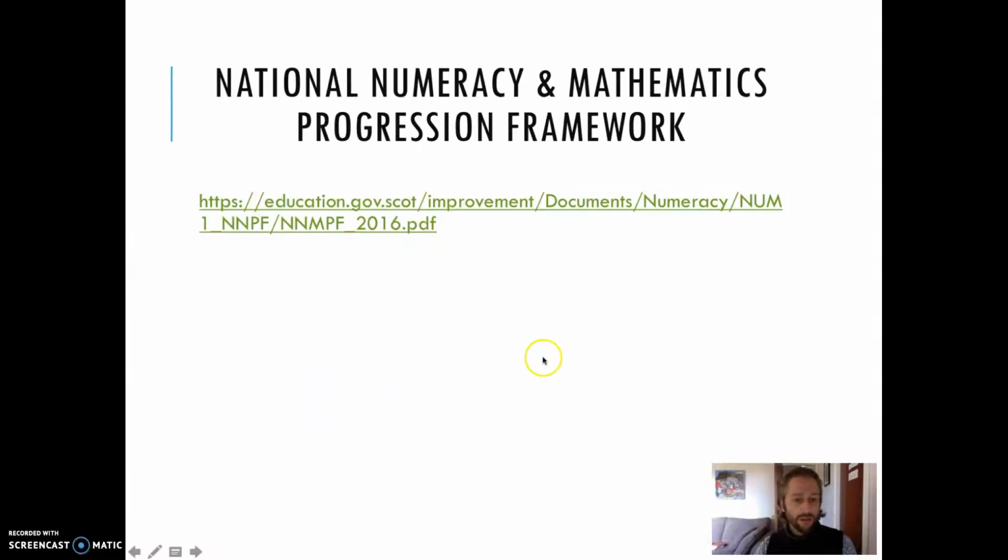With that in mind, I draw your attention to this document here, the Numeracy and Mathematics Progression Framework from Education Scotland, which is very useful and contains lots of information. So if you wish, you can pause the video just now, go to this site, or simply Google National Numeracy and Mathematics Progression Framework and have a look at that.